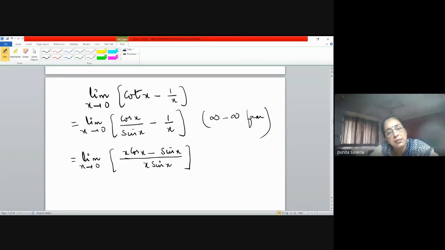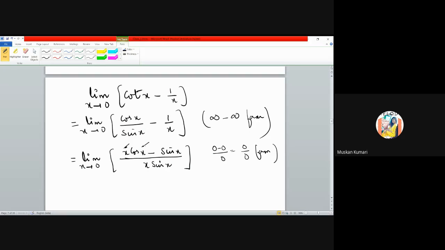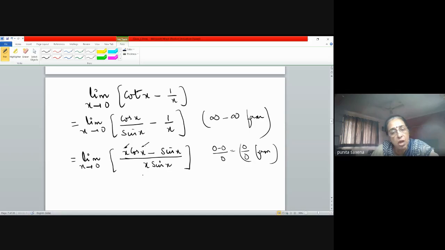Now, if you take the limits, what will be the first term? x cos x. When x approaches 0, this x becomes 0, cos x becomes 1, right? So this becomes 0 into 1, which is 0, minus 0 upon 0. So this is a 0 by 0 form. Now I am sure that this is a 0 by 0 form, so we can apply L'Hopital's rule directly here, right?